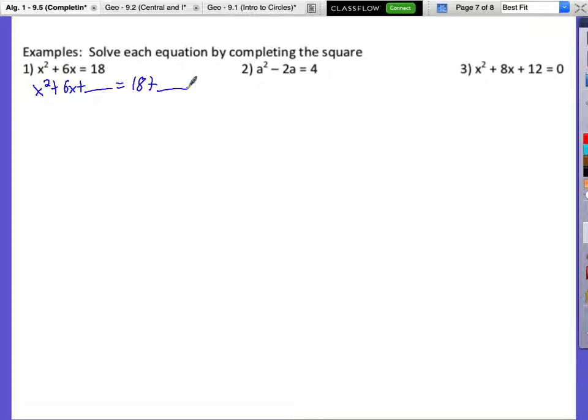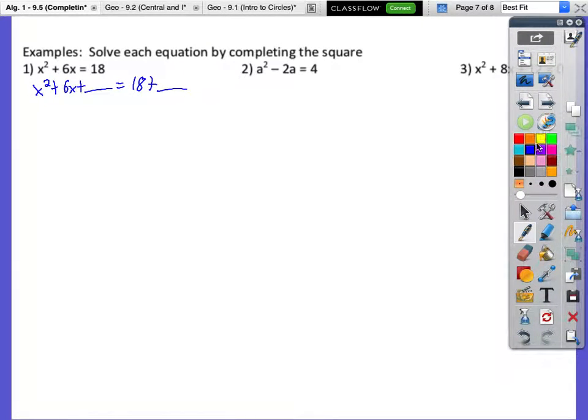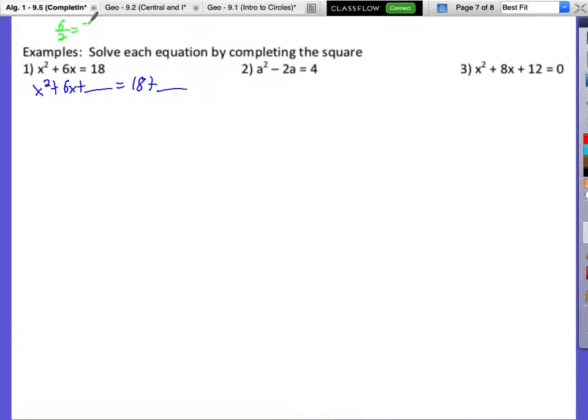Justin, what's our third step? We're going to do b over 2 squared. Okay, we take b over 2. What is b? 6. Take 6 over 2, we get 3. So we're going to take 3 and square it, and we get 9. And so what goes on the blank? What goes on this blank? Square.